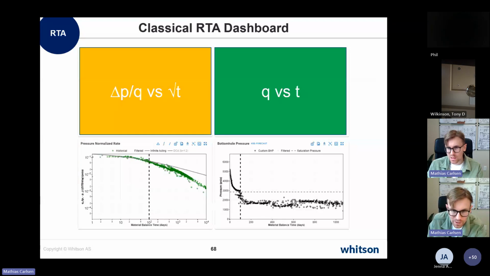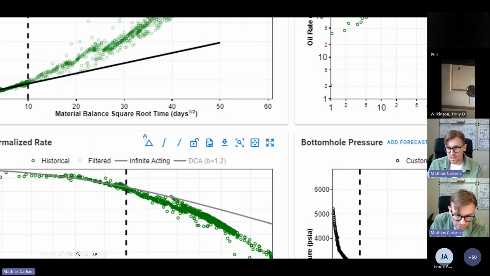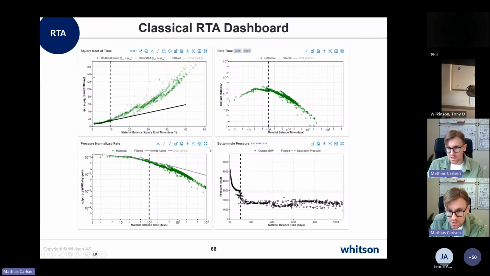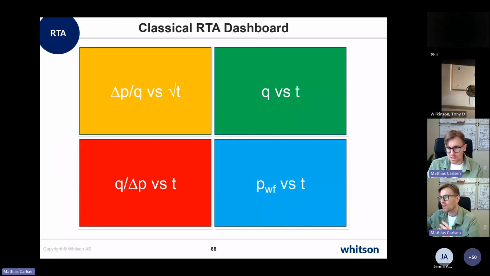But if you see in the screenshot right here, and you'll see this in a lot of features in Whitson, that there's an integral function here, and that there is a derivative function here that you can activate in the plots. And the derivatives and the integrals, they're really helpful, and they come from kind of the grandfather of RTA, which is PTA, right? Well testing. And well testing is the same as RTA, just well testing, the rates are 0 typically. And you're analyzing the pressure signal, okay?